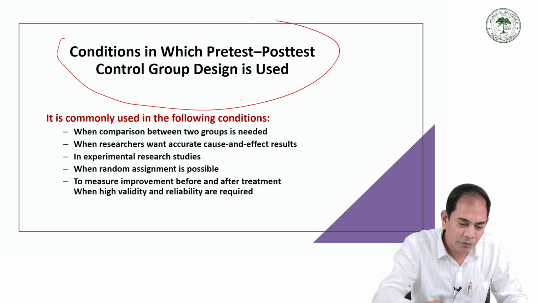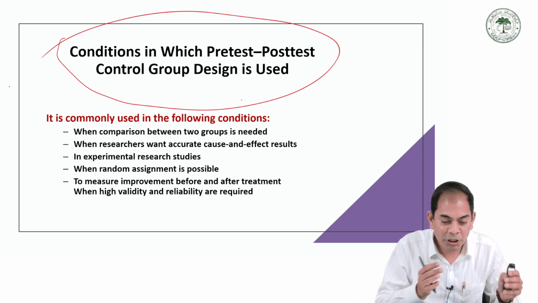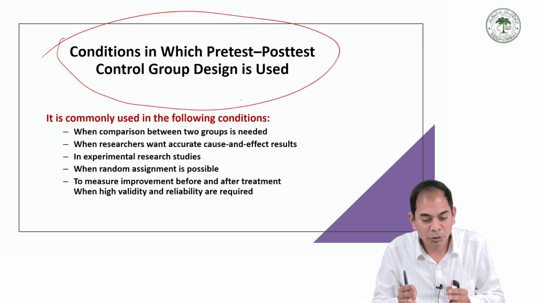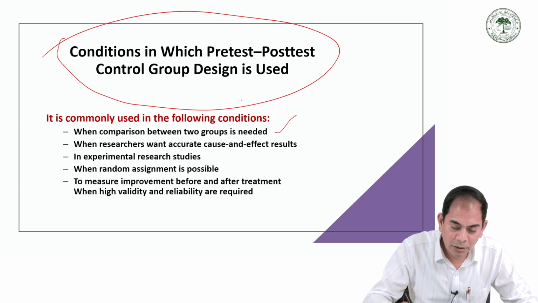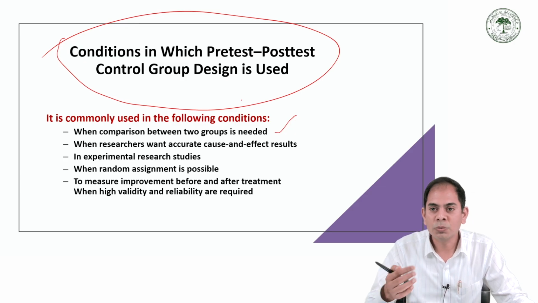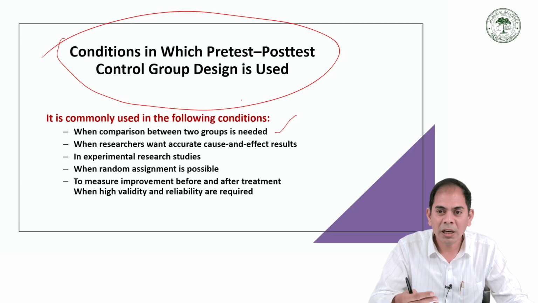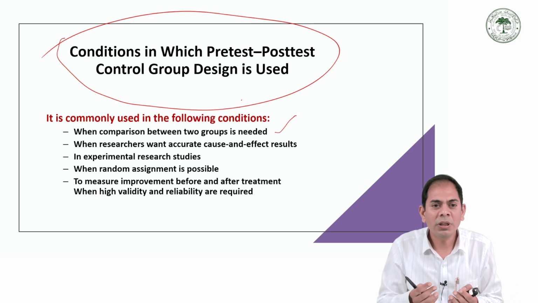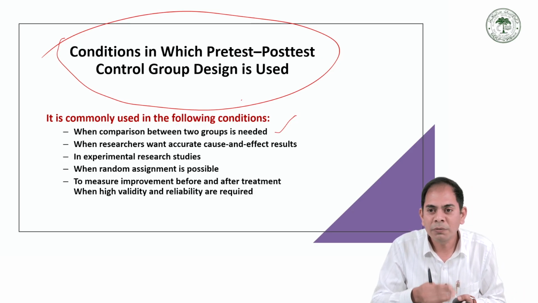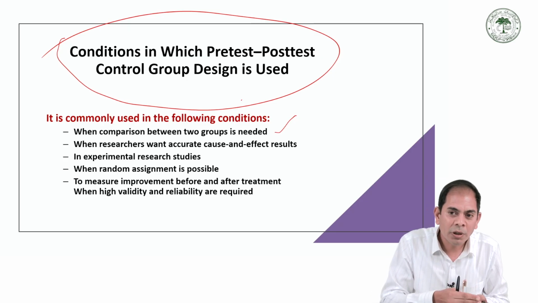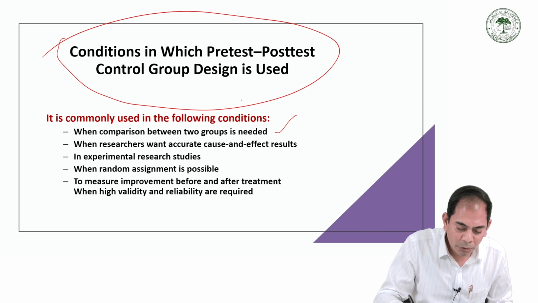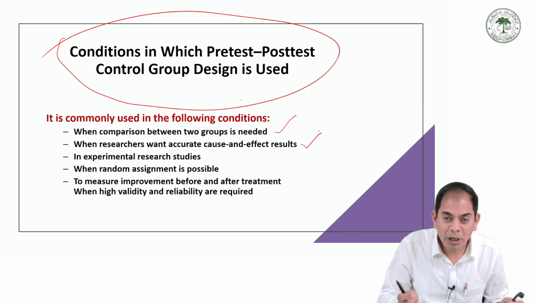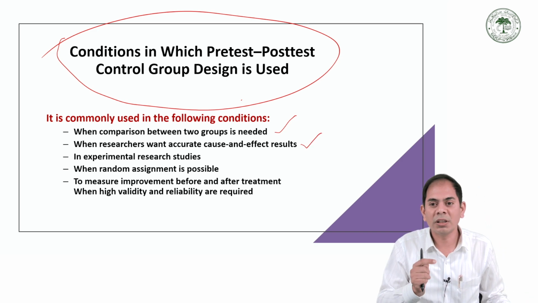This is an important thing for students: under which conditions is the pre-test post-test control group design generally used? The important thing is when a comparison between two groups is needed. The researcher wants to study the actual effect of a treatment, training program, teaching method, or intervention in a more scientific, reliable way. So one group receives the treatment while the other acts as a control. Next important thing is when the researcher wants the exact cause and effect relationship.